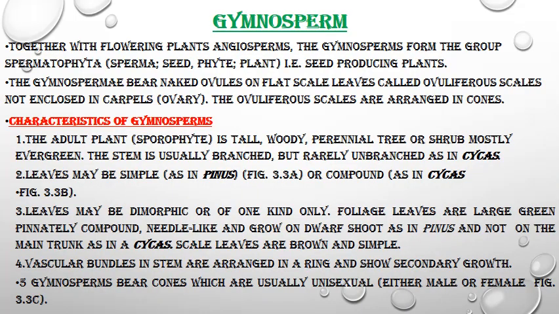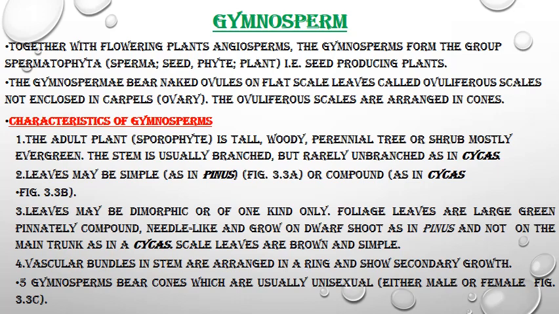Next is gymnosperm. Together with flowering plants, angiosperms, the gymnosperms form the group Spermatophyta. Sperma means seeds and phyta means plant. It means seed producing plants. These are called gymnosperms. The gymnosperms bear naked ovules on flat scale leaves called ovuliferous scales. Keep in mind, the question comes in the exam: what are ovuliferous scales? So flat scale leaves, not enclosed in carpels. The ovuliferous scales are arranged in cones.